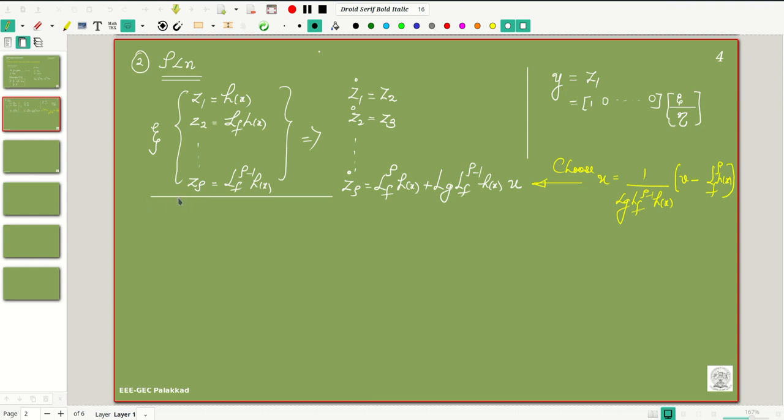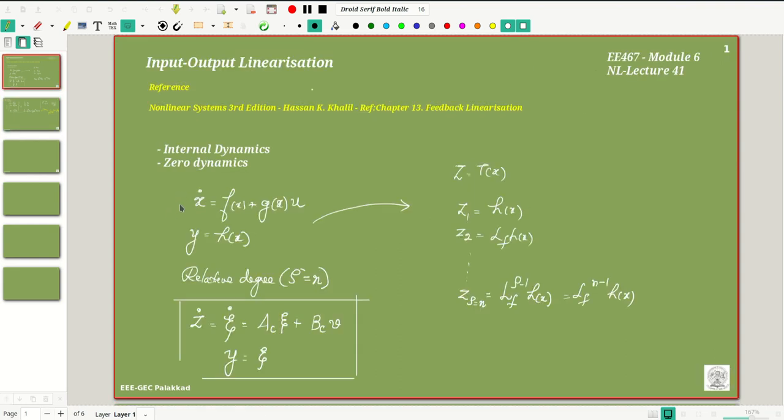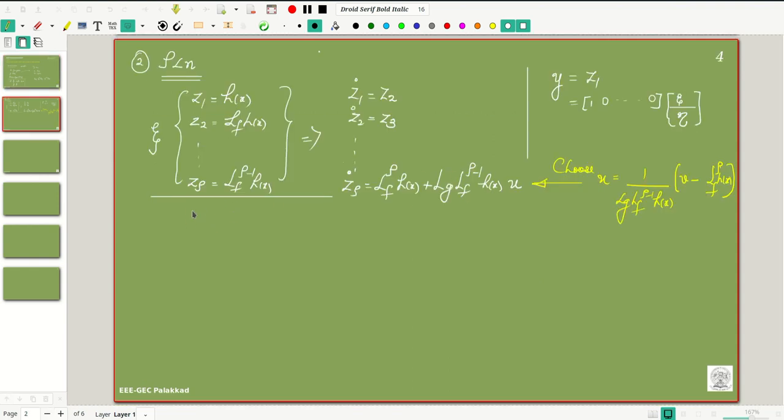Even if we do a transformation, there are n states for the system. So x is an element of Rn. Since there are n states for the system, the transformation will also have to have n states, right? So what happens to the rest of the states? I have to find out the rest of the states also: z rho plus 1, z rho plus 2, etc., up to zn. So we will see what these terms are.